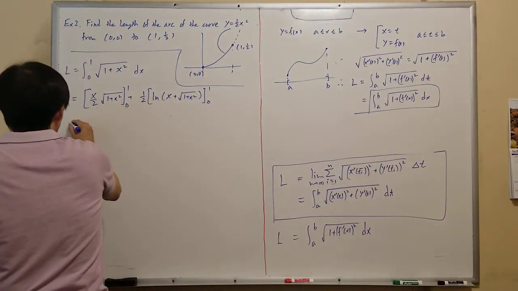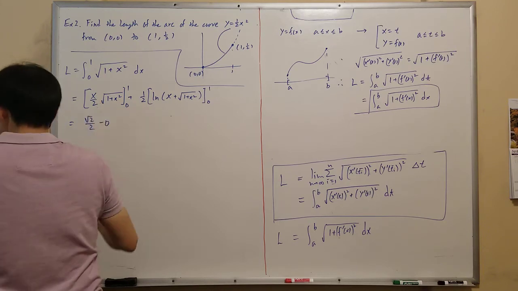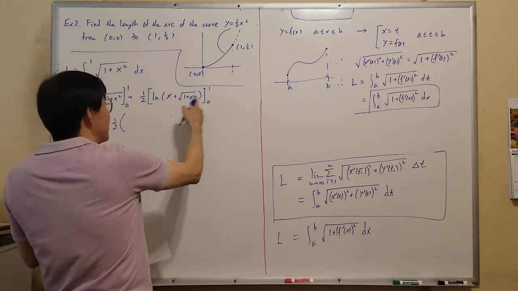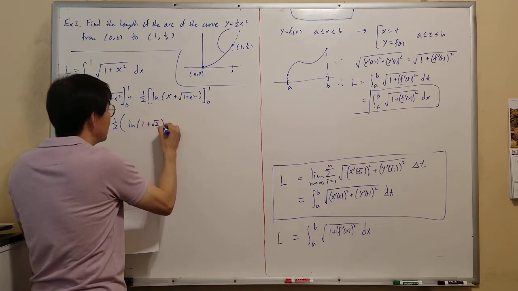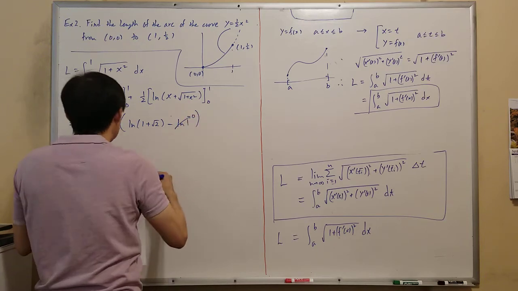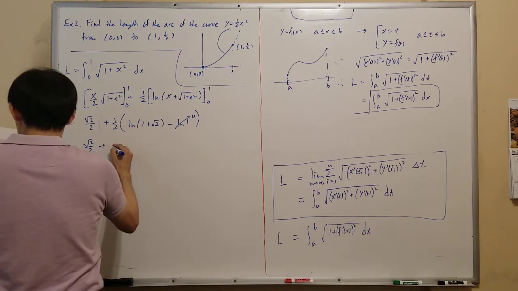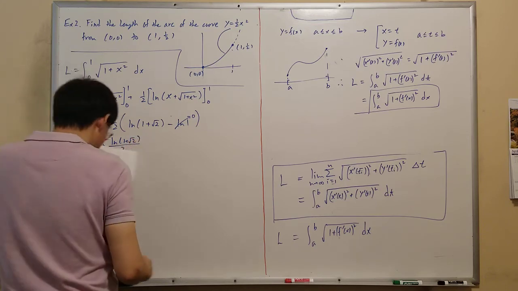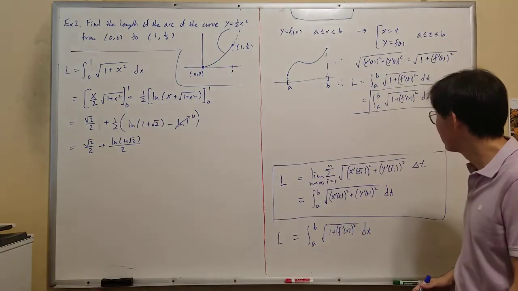So when you're plugging in 1, you get square root of 2 over 2, and if you're plugging in 0, it is 0. Alright? Plus 1/2, plugging in 1, ln of 1 plus square root of 2, minus plugging in 0, ln of 1, which is 0. You have square root of 2 over 2 plus 1/2 ln of 1 plus square root of 2. That's the exact value of the arc length. Okay?